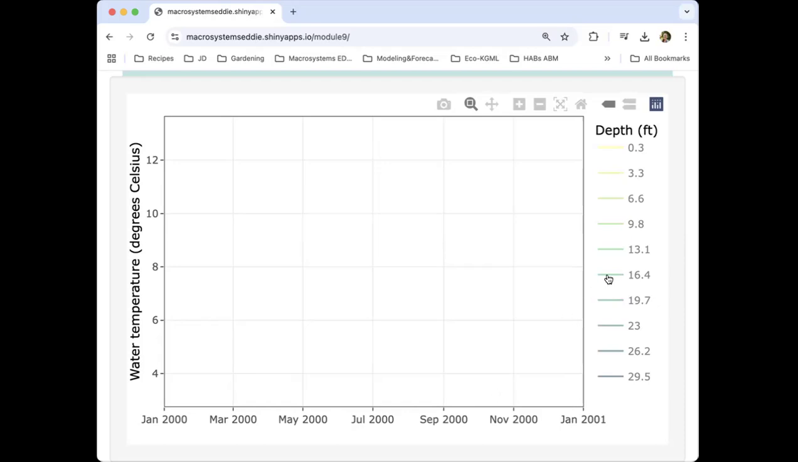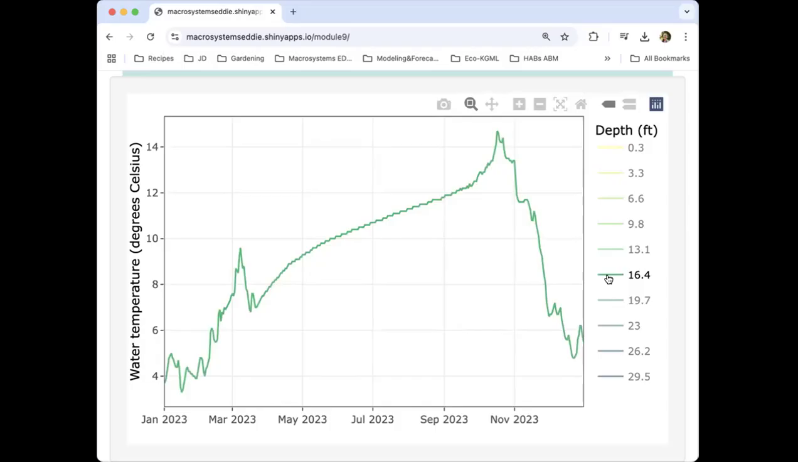Let's take a look at one of these water temperature lines. Okay, so now we see water temperature data from a depth of 16.4 feet in the reservoir from January of 2023 all the way through to, it looks about, the end of 2023. How do we read and interpret these data? Let's do that with a couple of practice questions. First, when do you observe the warmest water temperatures at this depth? If you are looking at the peak of this line, you are correct. That's the time when the warmest water temperatures are observed.